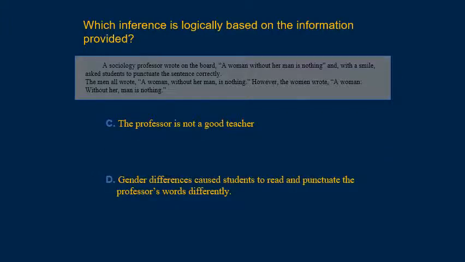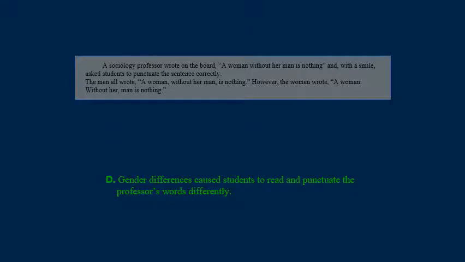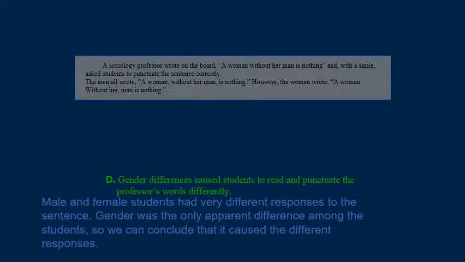Now, which inference is logical based on the information provided? Still about the professor and the punctuation. Is it A, or C, or D? Right, the answer is D: gender differences cause students to read and punctuate the professor's words differently. Male and female students have very different responses to the sentence. It means that gender was the only apparent difference among the students, so we can conclude that it caused the different responses.